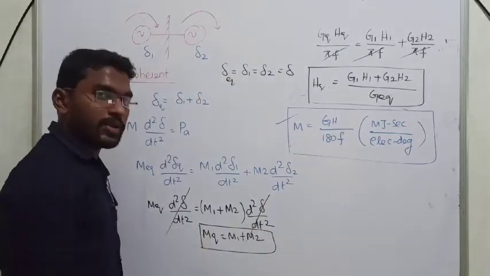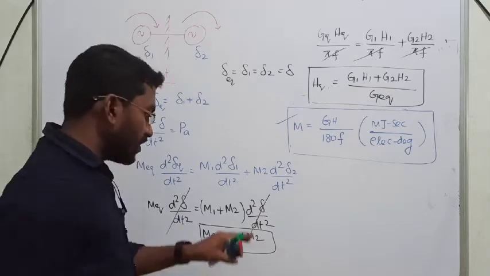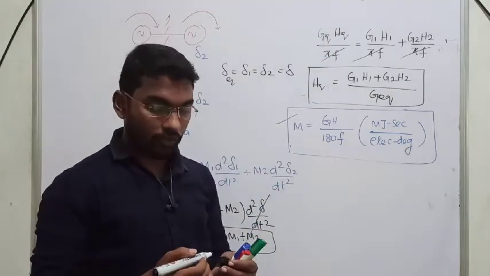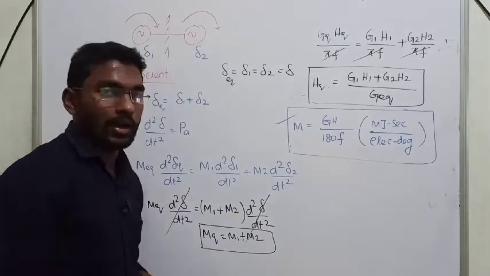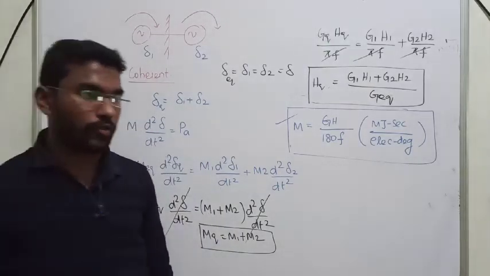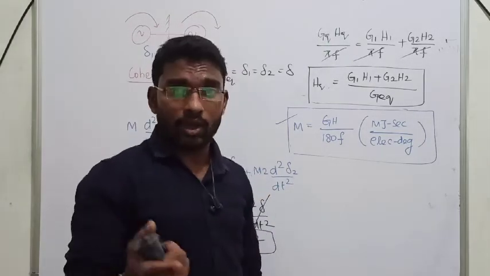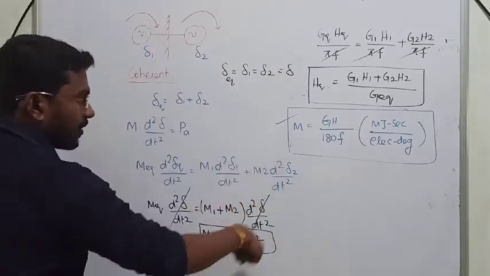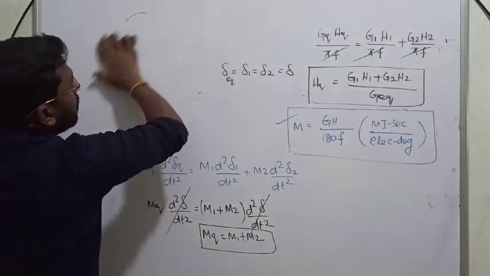Anyway, first I will derive the expression for M equivalent. If you want, you can derive H equivalent in the same approach. I will derive only for M equivalent because that is very important from an exam point of view. The second one also, you can derive on your own, in the same way that I have done here. So, what do we mean by incoherent operation?